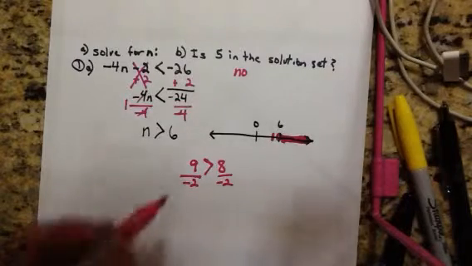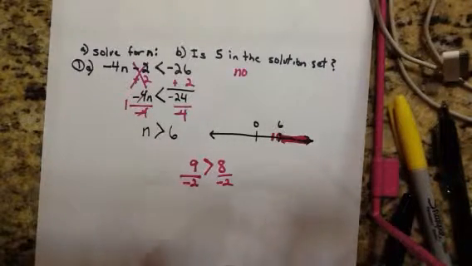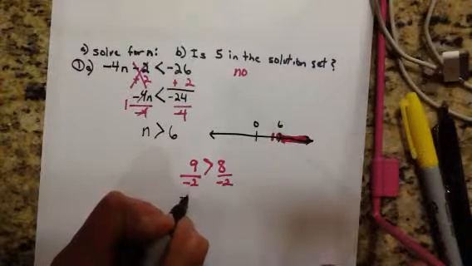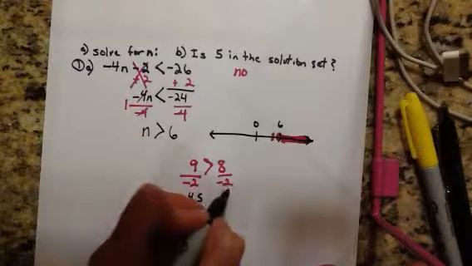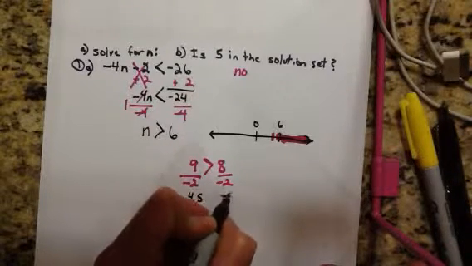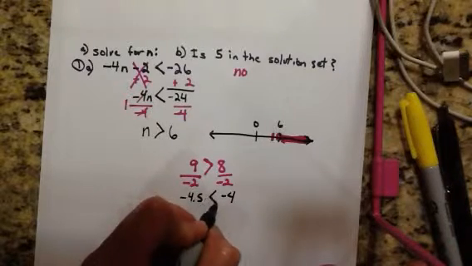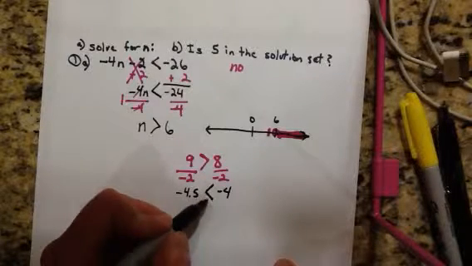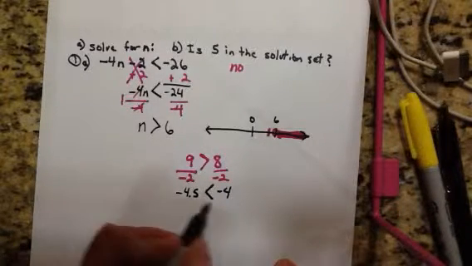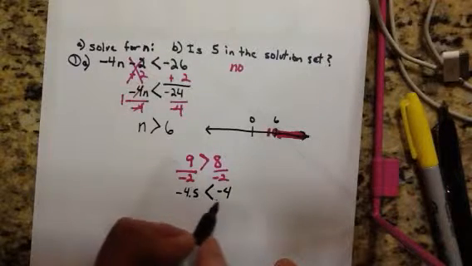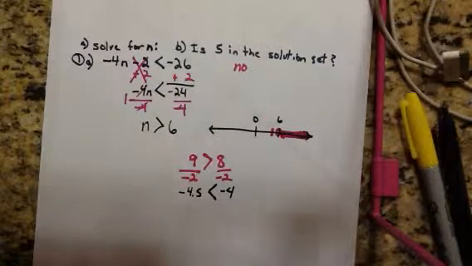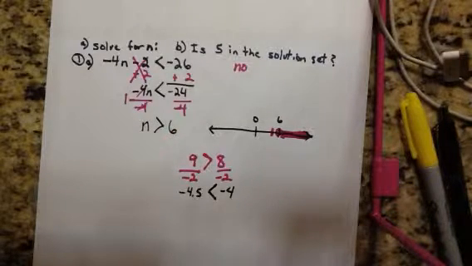what happens? Well, 9 divided by -2 would be -4.5. 8 divided by -2 would be -4. And again, you can see with this demonstration that the sign has to change because that's more in the negative than that. So therefore that's less than that. And so hopefully this will help you solve inequality equations that involve negatives.